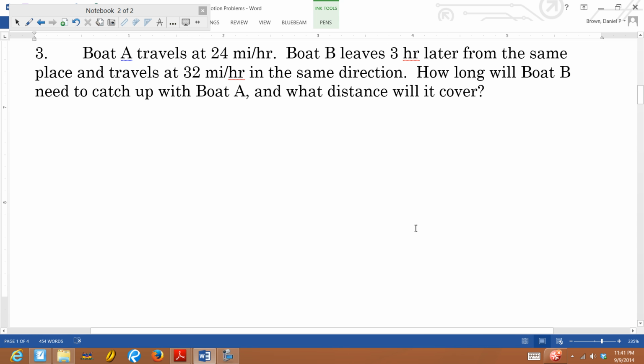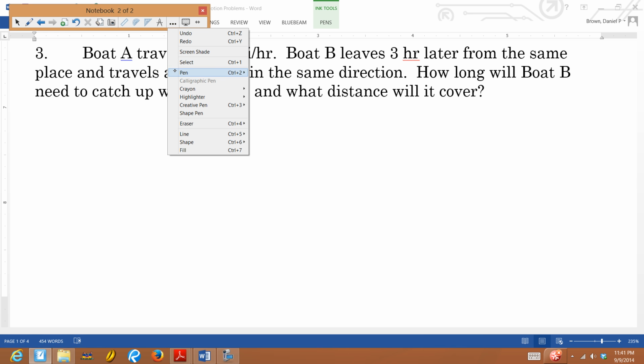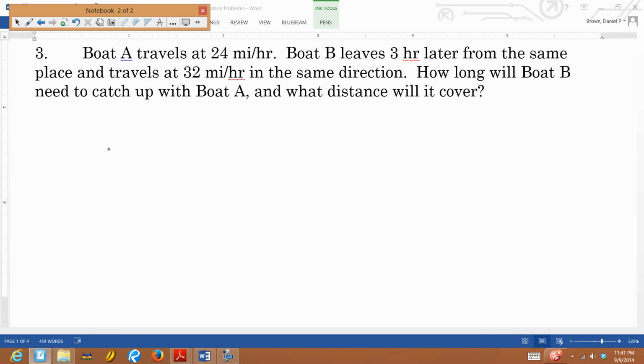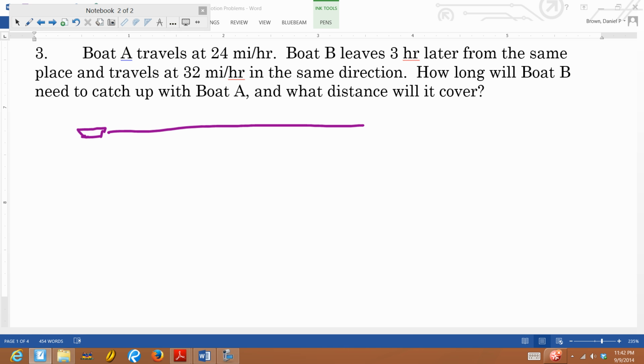Boats. Okay, leaving at two different times. They're going in the same direction, and one will overtake the other. It's going a little faster. And we kind of modeled this kind of situation in class. So both boats are going to start at the same place, and they're both going to end up at the same place. Some distance over here, we call x, and they're going to ask us how long, which is we're looking for time, and they're going to ask us what distance. So they want this x.